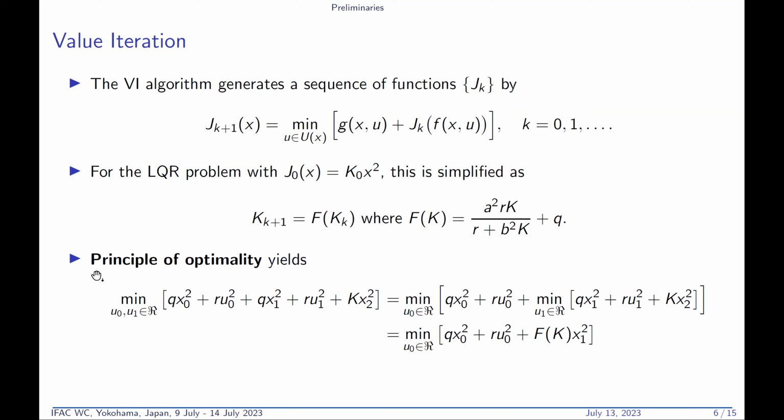And in addition, the principle of optimality argument yields that when we minimize over not only one stage, but multiple stages, this can be viewed as minimization over the current control, where the terminal cost is replaced by one step of value iteration starting from k.